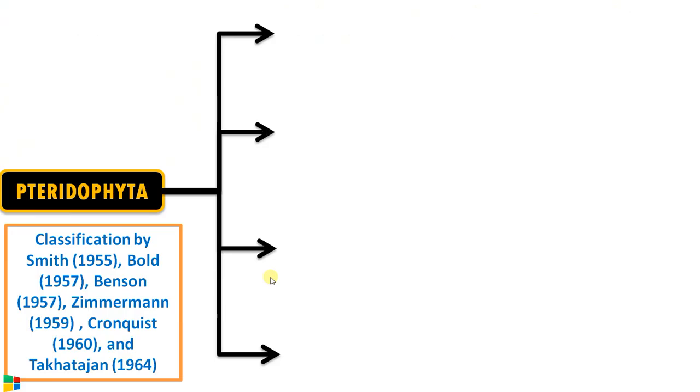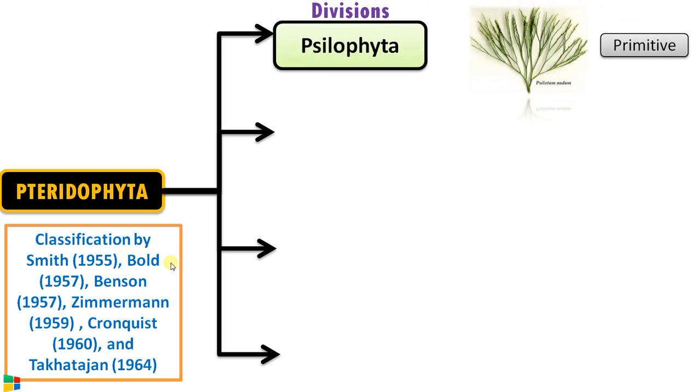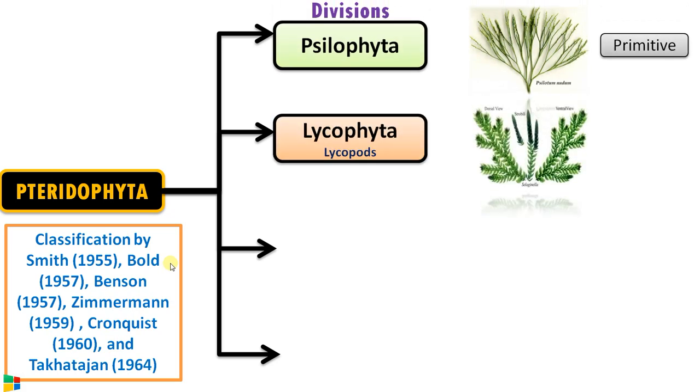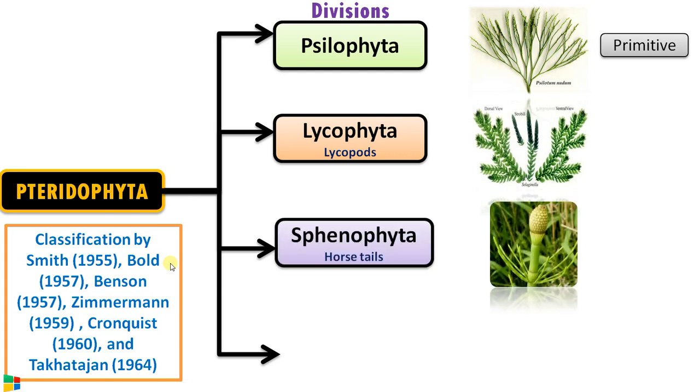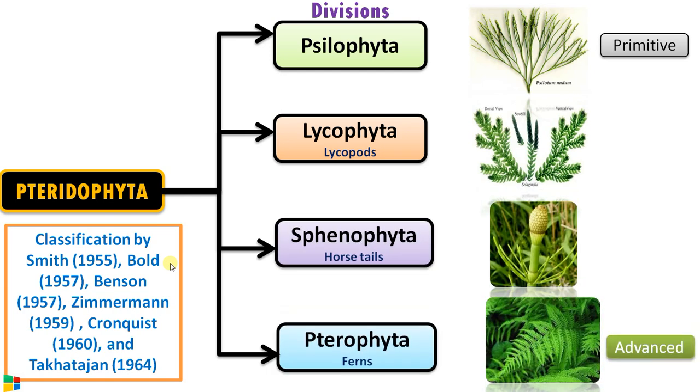Now let us move into the detail of the classification system. This classification system is the most widely accepted and is a summary of classifications proposed by Smith, Bold, Benson, Zimmerman, Cronquist and Takhtajan. According to these taxonomists, Pteridophyta is divided into 4 divisions. The divisions are Psilophyta, Lycophyta, Sphenophyta and Pterophyta.